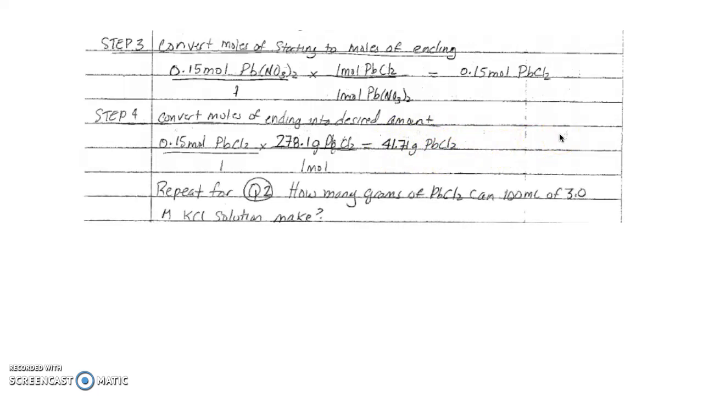Okay, so that was just the first part of finding the limiting reactant. I still haven't figured out what my limiting reactant is. What I need to do now is take the other reactant, which is the potassium chloride, and figure out how much of the product lead chloride I can make from it. So take a moment to write this information down.